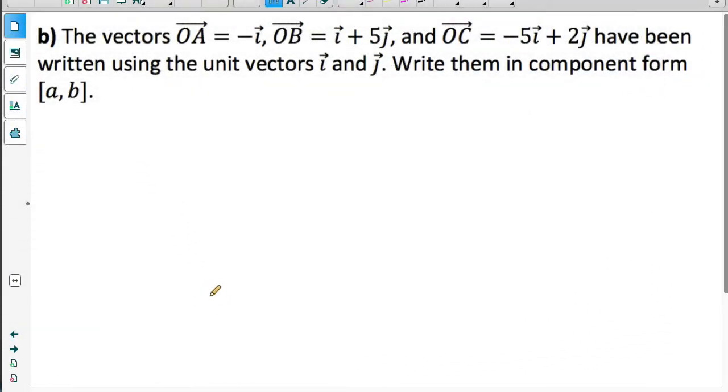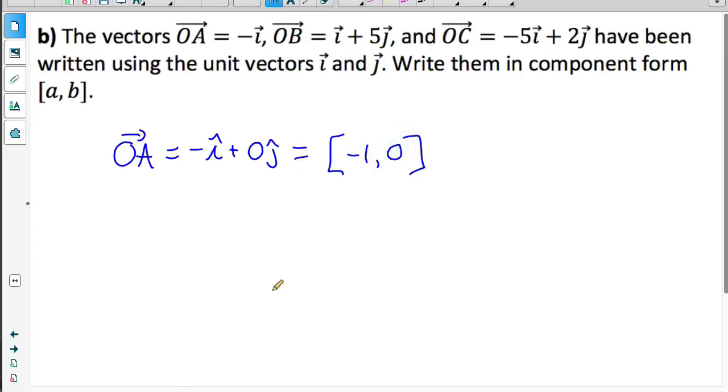Let's move on to part B now, where we go the other way. So remember, the scalar multiples of unit vector i and j are equivalent to the x and y coordinates of the position vector. So vector OA, here we see it's negative unit vector i. I don't see a unit vector j, so there must be no vertical component to it, so I'll write it as +0 unit vector j. So as a position vector, I just take the coefficients of unit vector i and j, and those become the x and y coordinates of where the tip of the vector must be. So I can write it as vector [-1, 0].